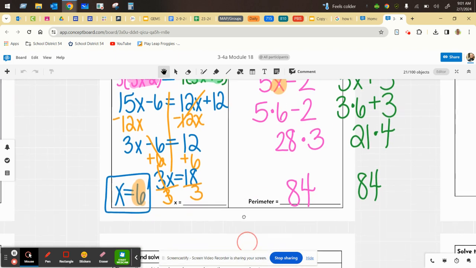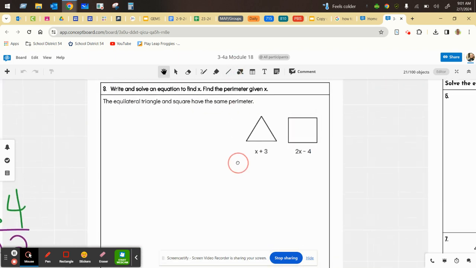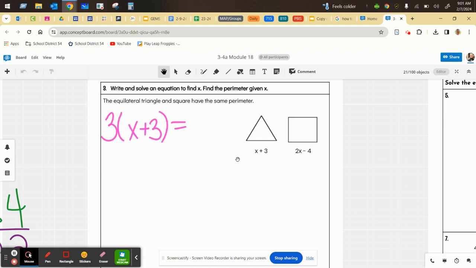All right, let's flip that over and let's try another one. So again, we have an equilateral triangle and a square. Triangle has 3 sides. Each one is x plus 3. Square has 4 sides. Each one's 2x minus 4. Why don't you pause the video and solve that on your own.